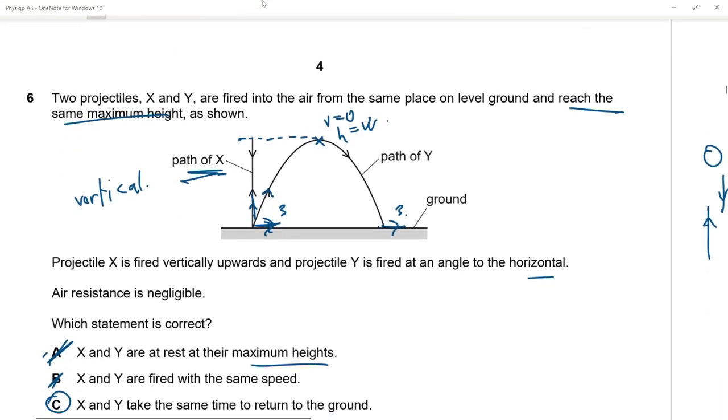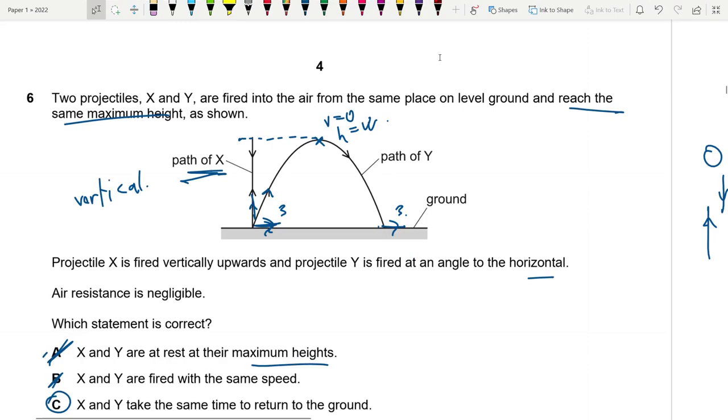Number 5. Two projectiles X and Y. I had this done actually. My students asked me to do this for them. Two projectiles X and Y are fired into the air from the same place on level ground and reach the same maximum height as shown.